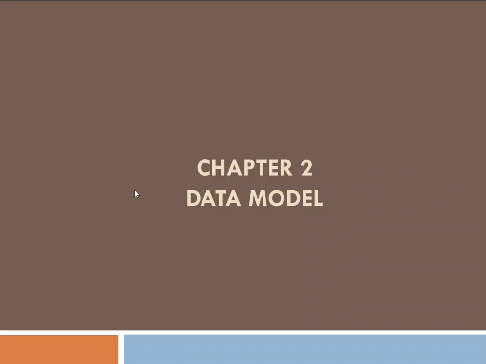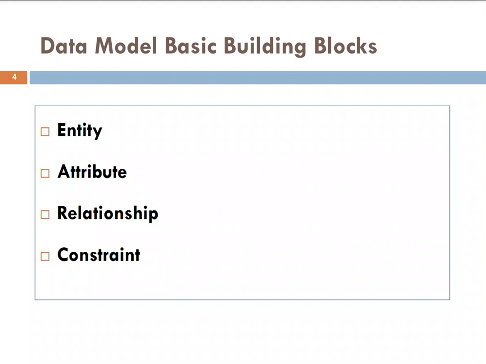Today we are going to continue with the rest of chapter 2. Before we proceed, let's recall what we have learned in our previous class. In our previous class, I highlighted the importance of the data model. Simply we can say it is a communication tool among designer, stakeholder, and end user. We have also seen 4 elements in the basic building blocks, which are entity, attribute, relationship, and constraint. I hope by now you are already clear about these 4 elements.